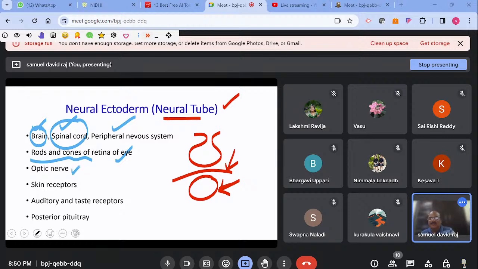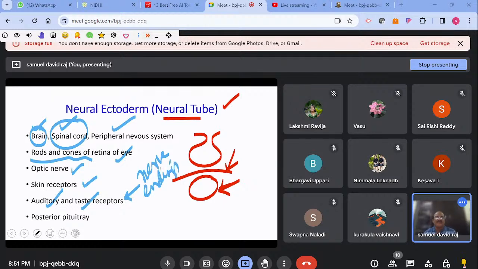And the next one is the optic nerve, skin receptors which are also connected to the brain, auditory receptors present in the ear, and taste receptors present in the tongue, which are also nothing but nervous. All these are receptors. When you come across a term like receptor, I don't mean the receptors that are present at the surface of the cell, but the receptors that are present in the skin and other parts of the body, which can respond to stimuli. And these are nothing but nerve endings.